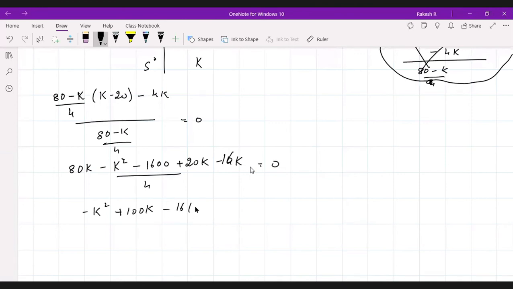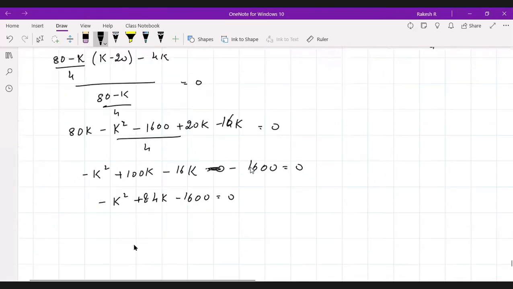Minus 16k again is equal to 0. So we'll be getting 100k minus 16k, which is 84k. That is minus k square plus 84k minus 1600 is equal to 0 here. Now just find out the roots of this.